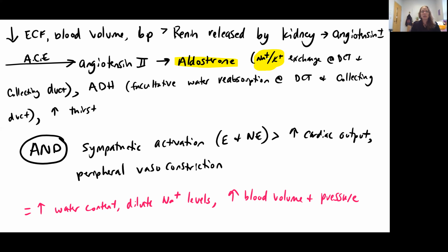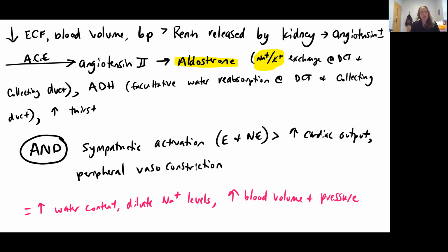You also see angiotensin 2 triggering the release of the antidiuretic hormone. So we get facultative water reabsorption at the nephron, and you're going to increase your thirst. In addition to this, you're going to see the sympathetic activation. So epinephrine and norepinephrine are going to be released, increasing your cardiac output and peripheral vasoconstriction. So with all of these things together, you're increasing your blood volume and your blood pressure, which also means that you're diluting your sodium levels and you're returning all of those things back to normal.